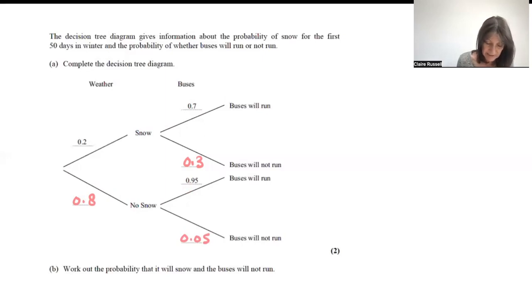We're then being asked to work out the probability that it will snow and the buses will not run. So this is me going along snow and will not run. That pathway takes me past these 2 probabilities. So I take these and I multiply them. 0.2 times 0.3 is 0.06.